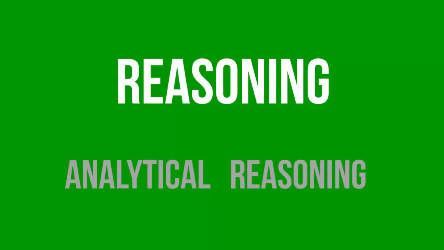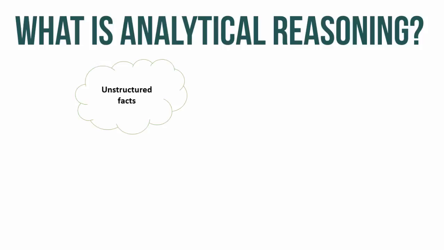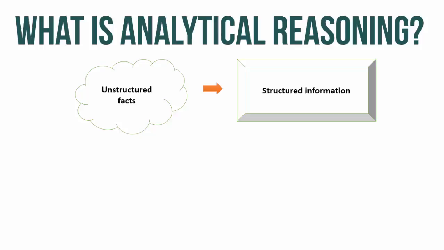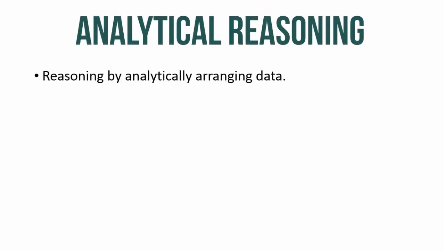Let us now learn about analytical reasoning. What is it exactly? Analytical reasoning is a method of turning unstructured and arbitrarily arranged facts into structured information. Once your information is structured, it is easy to draw conclusions, make deductions, and figure things out from the data. Analytical reasoning can be said to be reasoning done by analytically arranging data into a certain format.